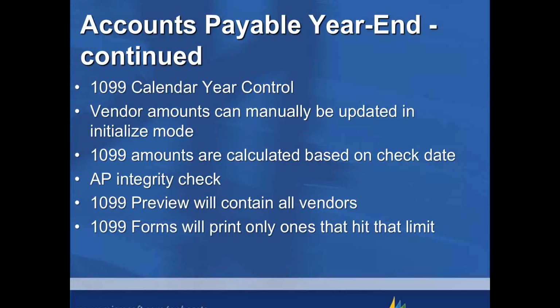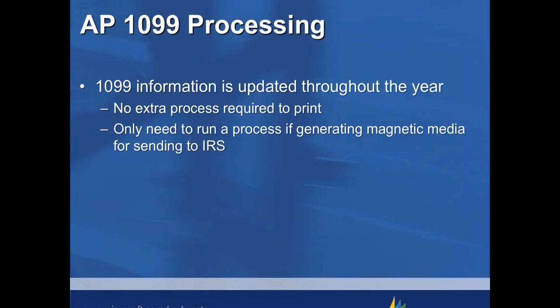You can print the forms as many times as you need to. Certainly you can print a set on white paper, and you'll have to have, of course, the 1099 forms to use with that. A little bit later, there's a link in here on where you can get those forms. Okay, 1099 information is updated throughout the year, so there's no process that you have to run unless you would choose to recalculate it. You only need to run a process if you're generating magnetic media.